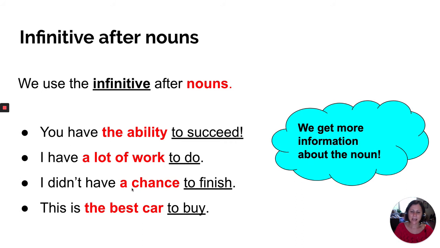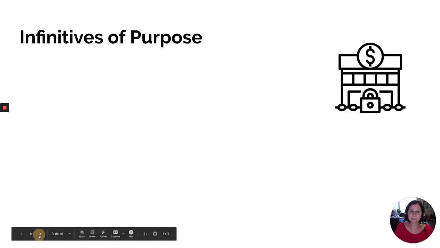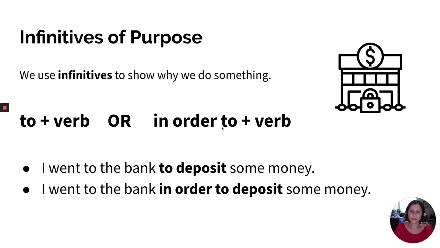I didn't have a chance to finish. This is the best car to buy. So basically these infinitives, they give you more information about the nouns. We also have infinitives of purpose. They show why we do something, and you can have to in the verb or in order to in the verb.